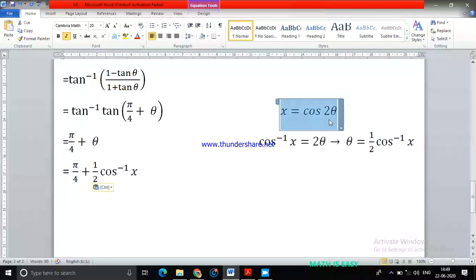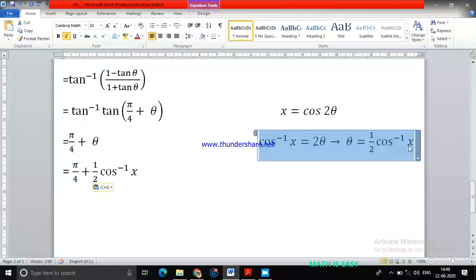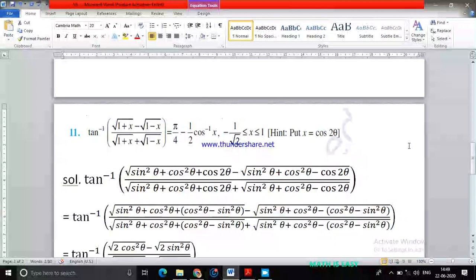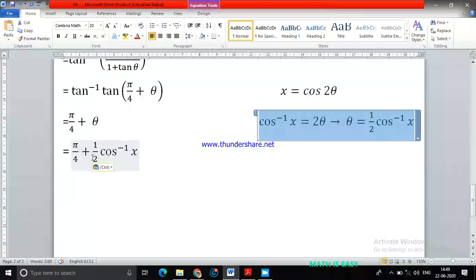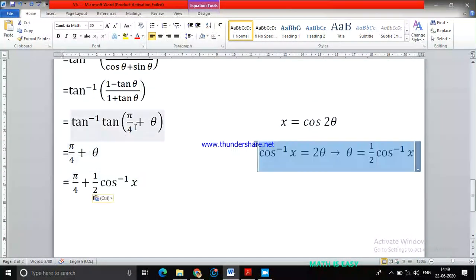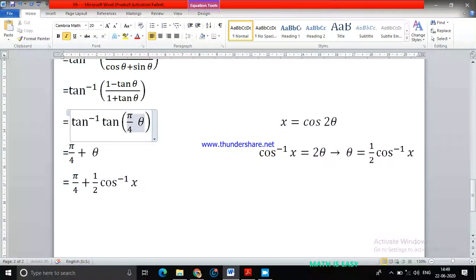Why is it half cos inverse x? Here I explained the steps. Theta will be half cos inverse x. I think that's what you have to prove: pi by 4 minus half cos inverse x. Oh, sorry, this is the tan A minus B formula: tan A minus tan B upon 1 plus tan A tan B. That was the formula, not the plus formula. Okay. So that's it. This is the explanation for question number 11.